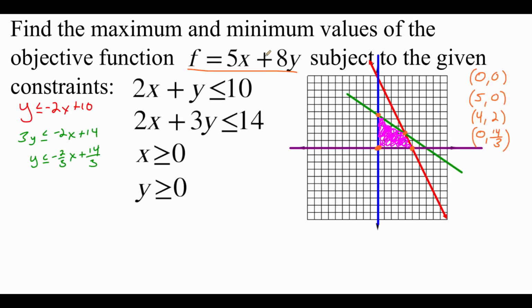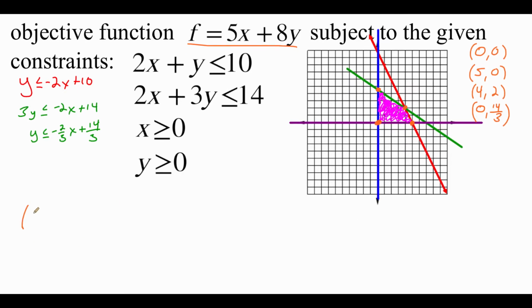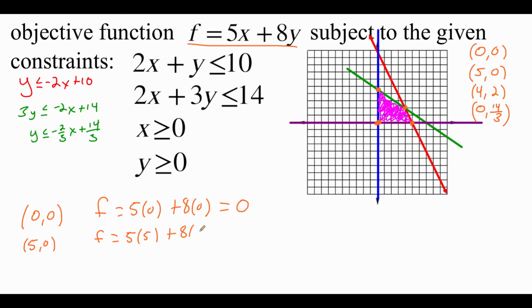Now to figure out what our solutions are going to be, we're going to look at our objective function, f equals 5x plus 8y, and we're going to take each of these ordered pairs and plug them in. So let's look at plugging in (0, 0) first. We would get f equals 5 times 0 plus 8 times 0. So 5 times 0 is 0, 8 times 0 is 0, so we get an answer of 0. Then I'm going to plug in my (5, 0) point. So it's going to be f equals 5 times 5 plus 8 times 0. Well, 5 times 5 is 25, plus 0 is 25.